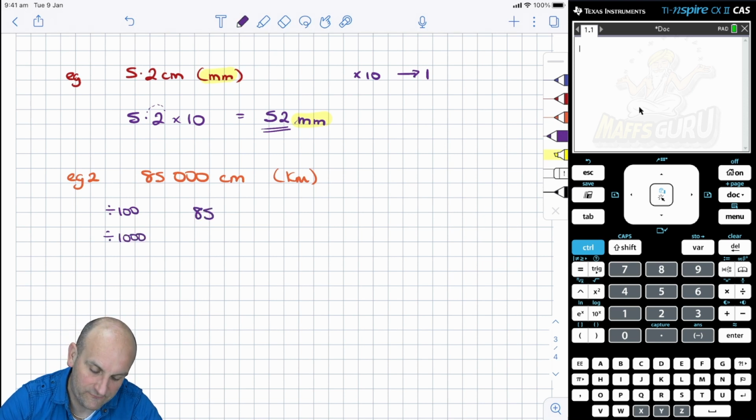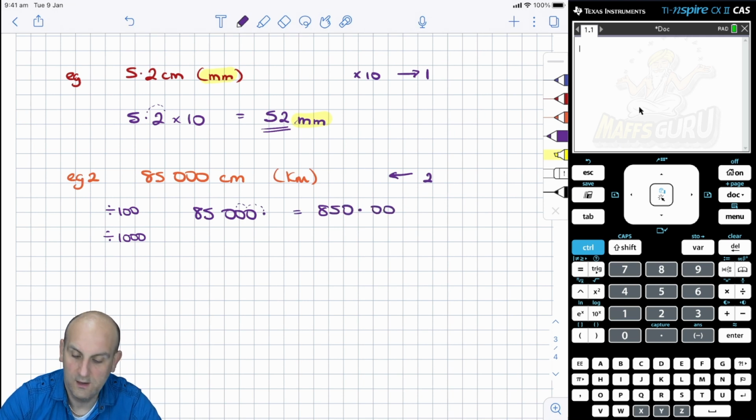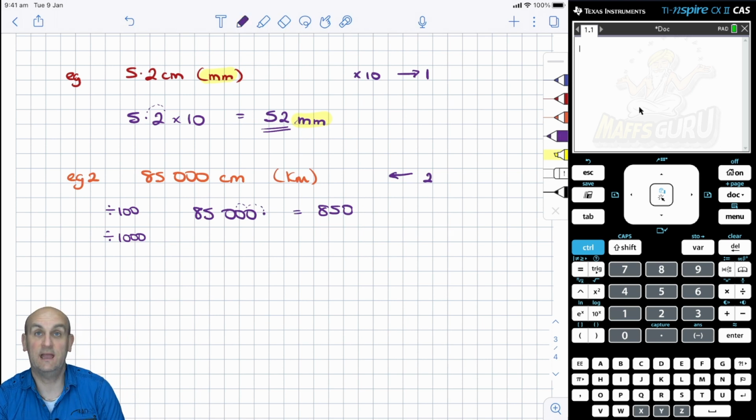So 85,000, the decimal point is at the end. I'm dividing by 100, which means I'm going to move my decimal point 2 places that way. 1, 2. So that's going to give me 850.00, but we don't need to write all those point zeros on the end, so we just get 850.